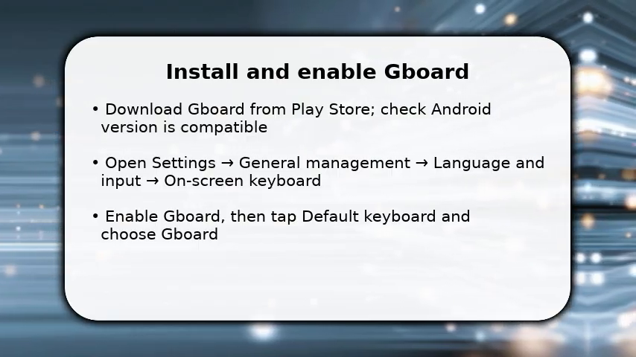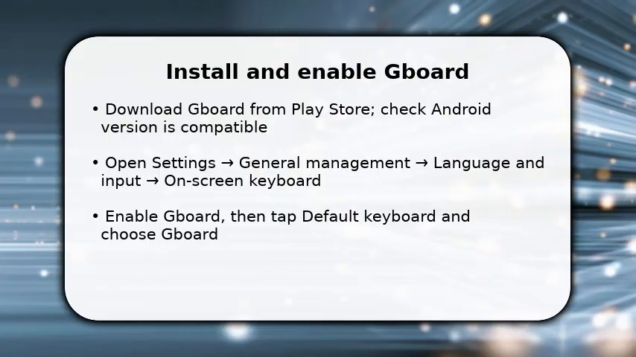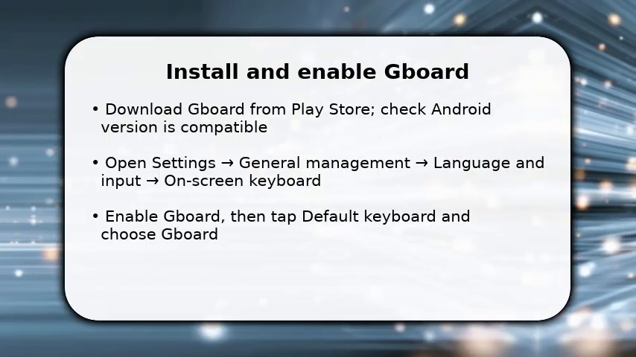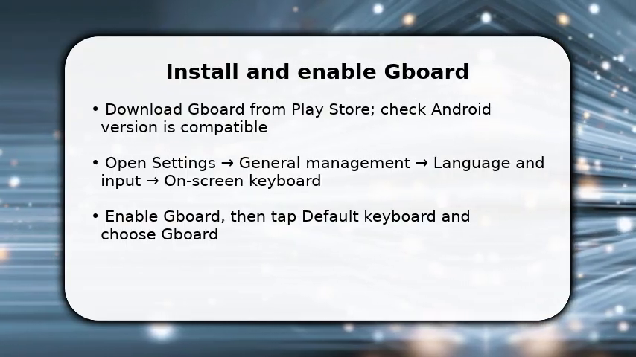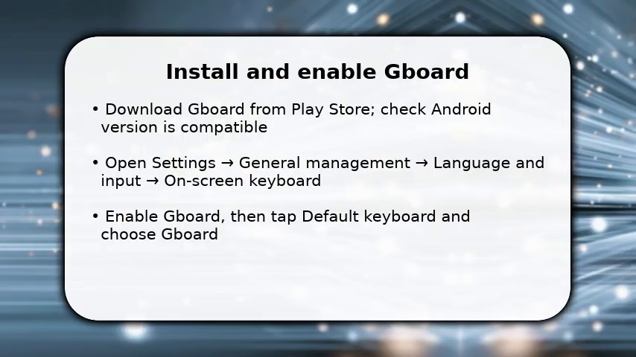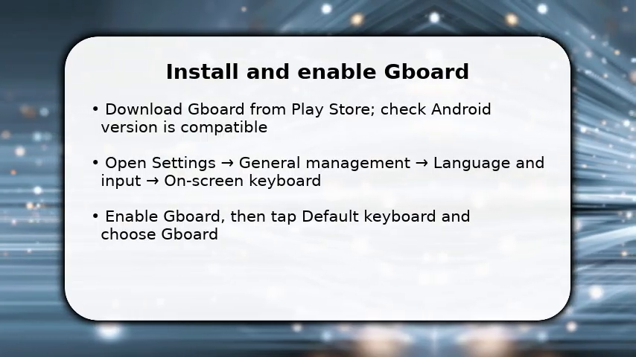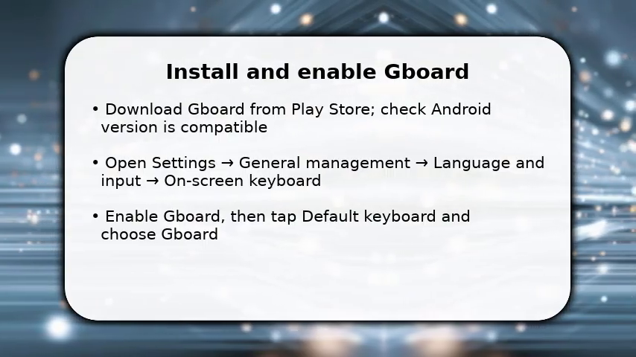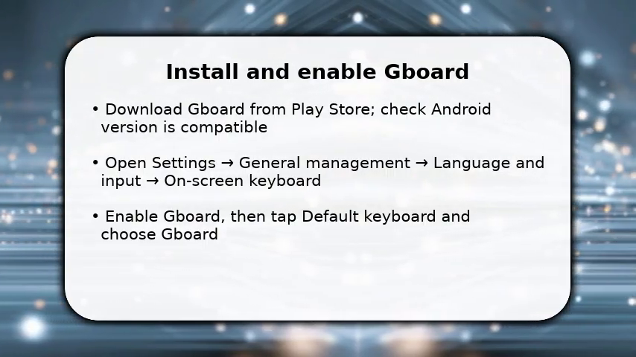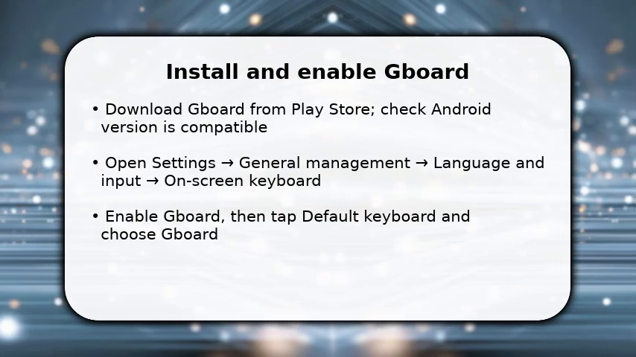Once installed, go to Settings, then General Management, then Language and Input. Tap on-screen Keyboard to see available keyboards, enable Gboard and grant requested permissions. After that, return to Language and Input and set default keyboard to Gboard so your system uses it by default. This sets the foundation for customizing behavior and shortcuts later.